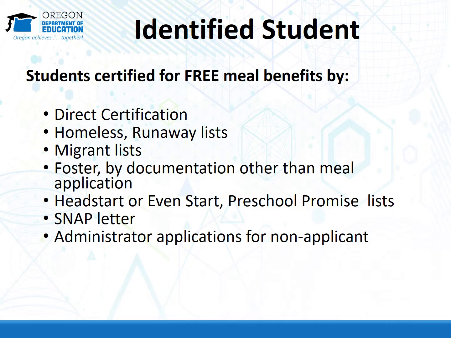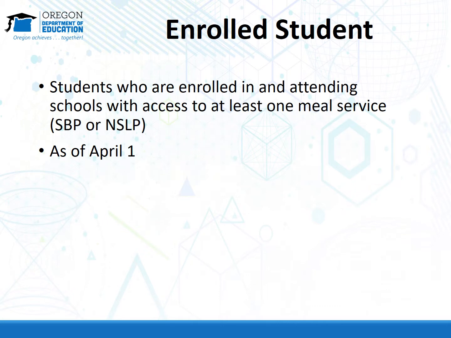Head Start, Even Start, or free eligible Oregon Preschool Promise child may be included if they have access to participate in at least one meal, breakfast, or lunch. For the purpose of calculating the identified student percentage, or ISP, enrolled students means students who are enrolled in and attending school with access to at least one meal service, school breakfast program or national school lunch program daily. The ISP must be representative of the number of identified students and the student enrollment as of April 1st of the prior year.